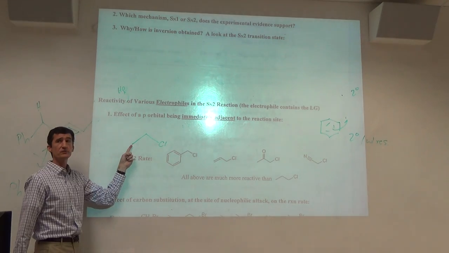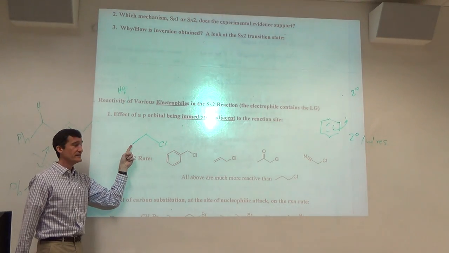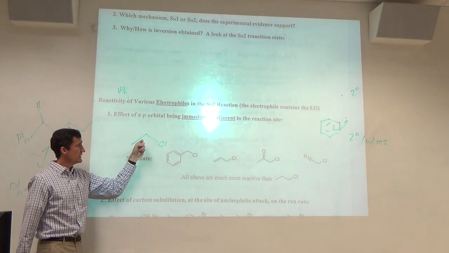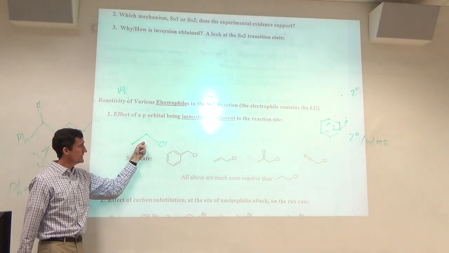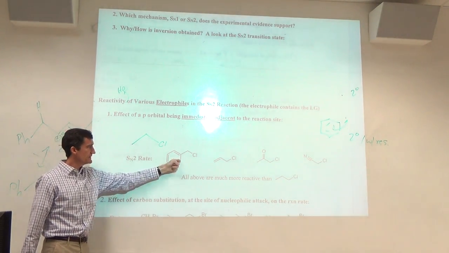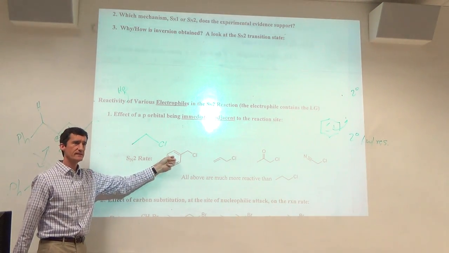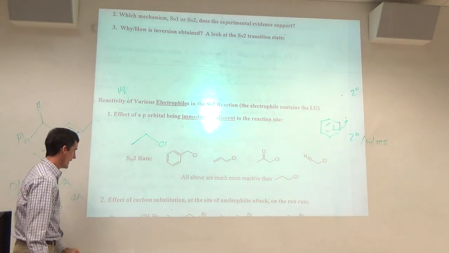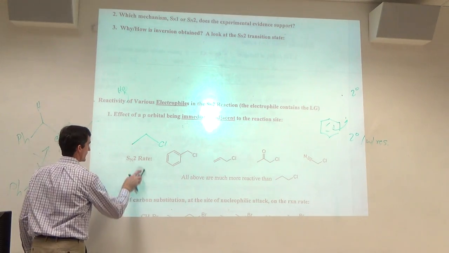This compound is going to be less reactive towards SN2. There's no p orbital next door, so you don't get that stabilization. Less reactive. Substitution here is going to require probably heat and a longer time. This is going to happen at room temperature, almost instantaneous. That's the difference with that stabilization.